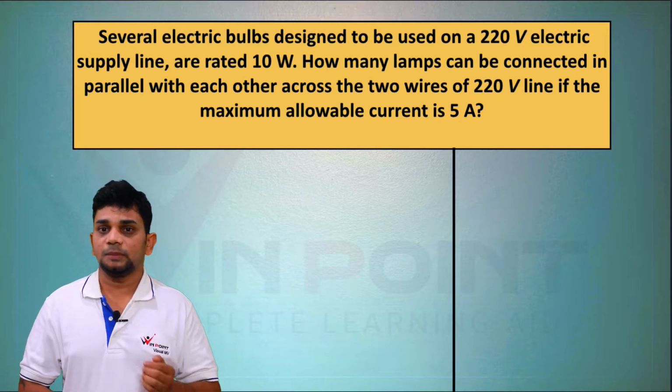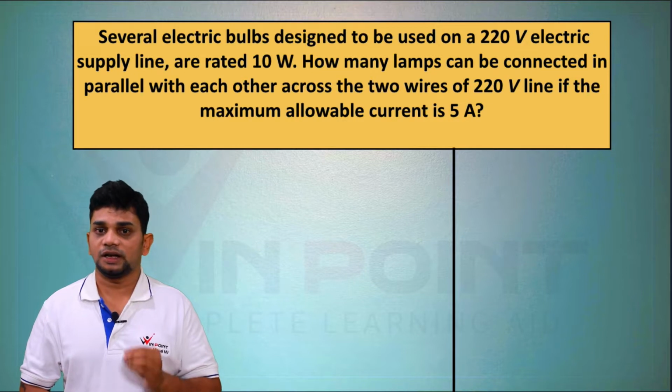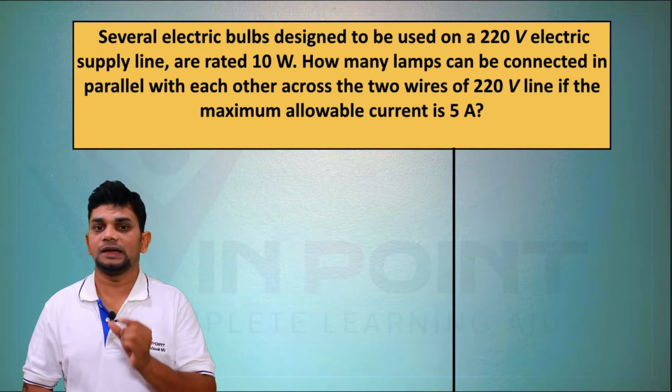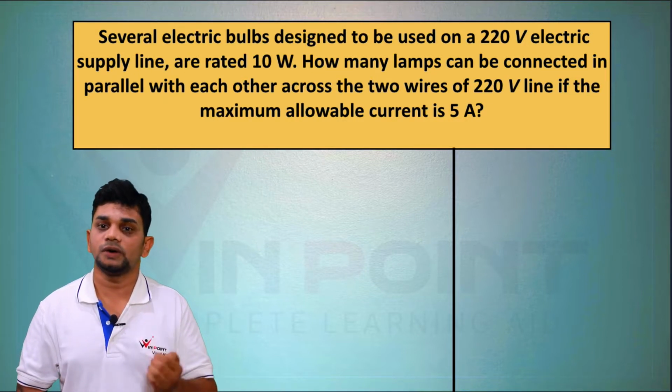Several electric bulbs designed to be used on a 220 volt supply line are rated 10 watt. How many lamps can be connected in parallel with each other across the 2 wires of the 220 volt line if the maximum allowable current is 5 ampere?